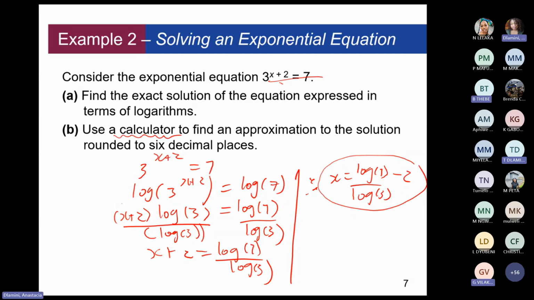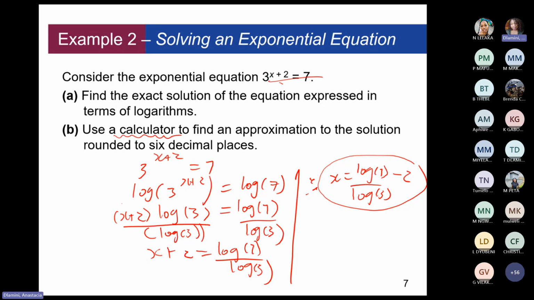Ma'am, can I ask a question? Would I be wrong, for my final answer, to make the 3 the base and write log base 3 of 7, then say minus 2? Log base 3, 7, yes. I think we might have to go back to change of base. Let me go and look at how it works.